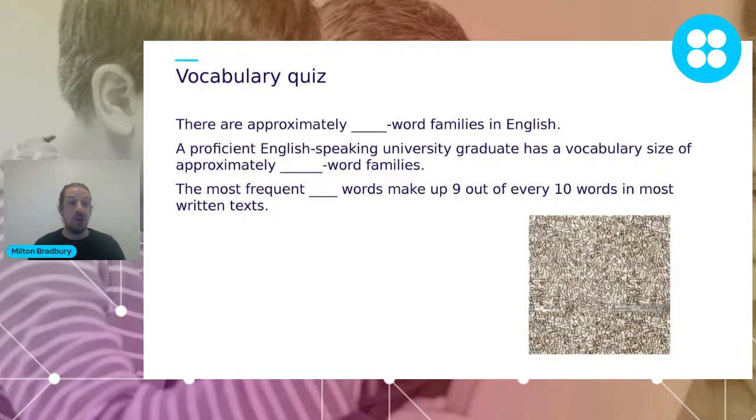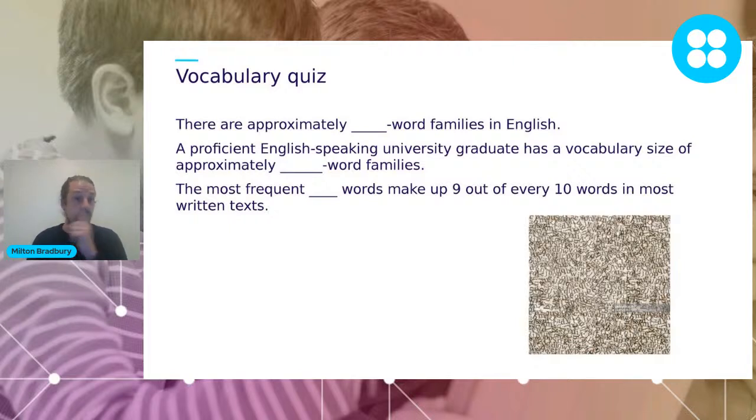Let's look at the first one. There are approximately blank word families in English. When I say word family, I mean a word that might have different conjugations, but all of those conjugations are part of the same word family. So, for example, help and helpful, of course, they're different words, but they're within the same word family. So help, helpful, helpless, helplessness, it's part of the same word family in this quiz.